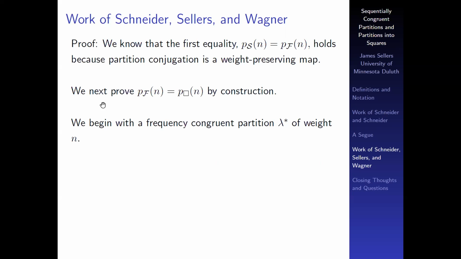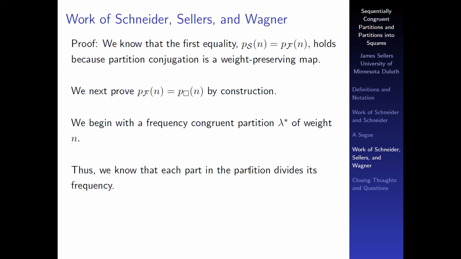So it's being counted by p sub f of n. It has weight n. I'm going to call that lambda star. That means that every part in that partition divides its frequency. So that means I can write lambda star in frequency notation and explicitly put a copy of the size of each part in the frequency superscript. And that's what I've done here. So lambda star can be represented this way.